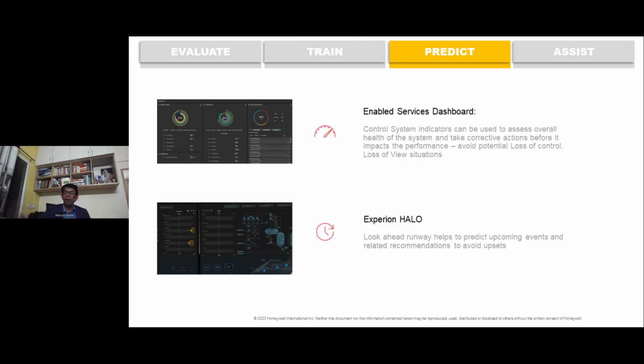Then comes predict. Now, how do we predict them? There are, again, based on the job roles, the prediction solutions will be different. I'm just picking here 2 here. There will be many more. There are many more that we have.